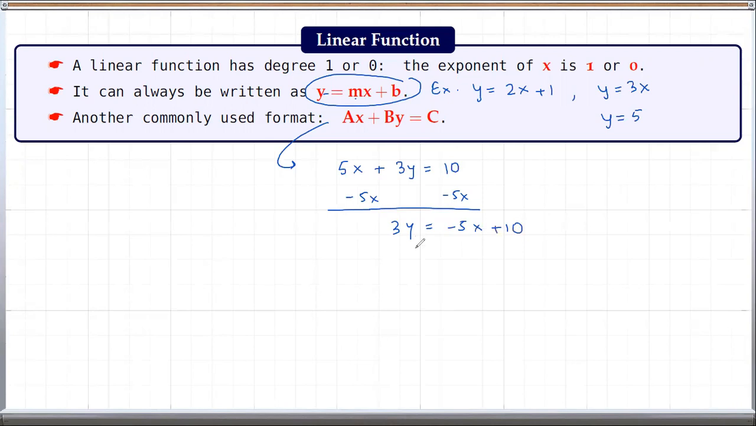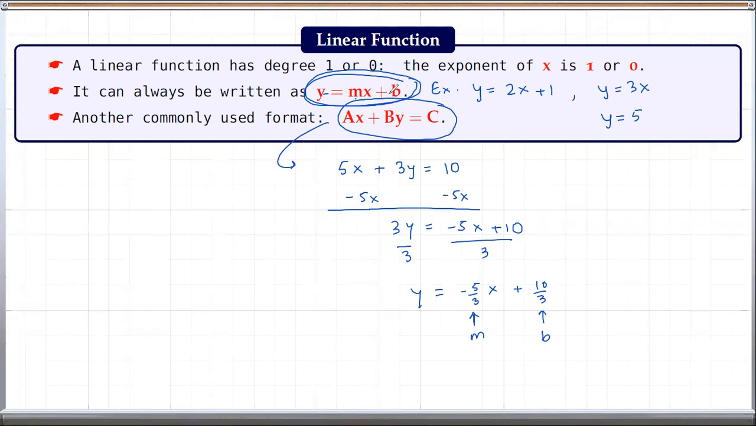We want to isolate y. So divide both sides by 3. When you divide 3y by 3, you get y. When you divide negative 5x by 3, we get negative 5/3 x. Plus when you divide 10 by 3, we get 10/3. So in this case, this is m, and this is b. So m is negative 5/3, b is 10/3. So that means these two formats, ax plus by equals c and y equals mx plus b, are the same. We can always change from one format to another.